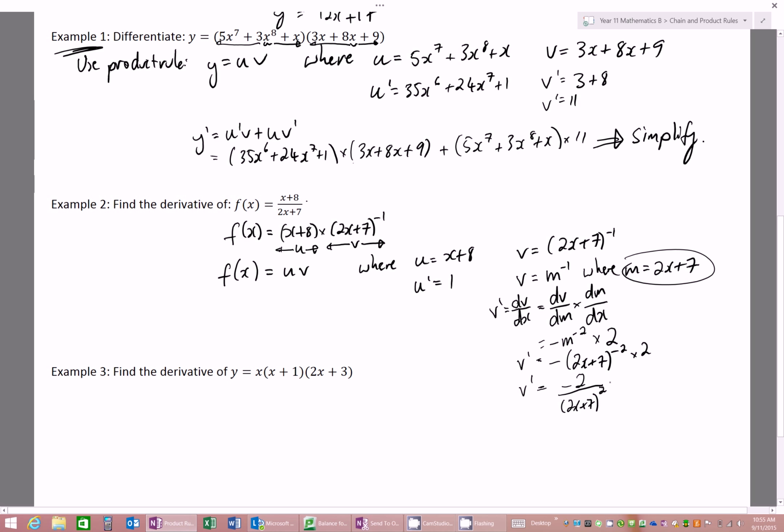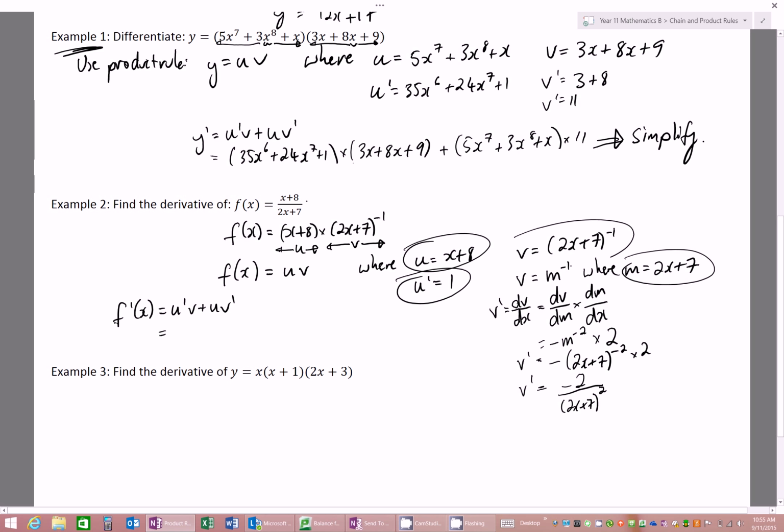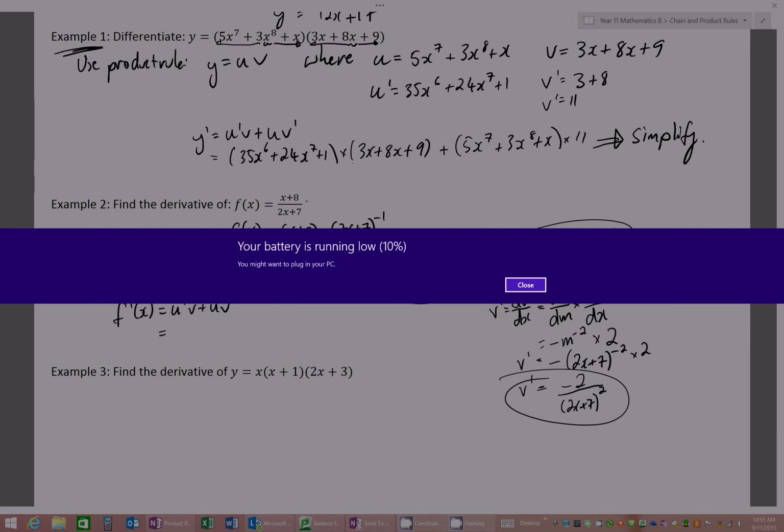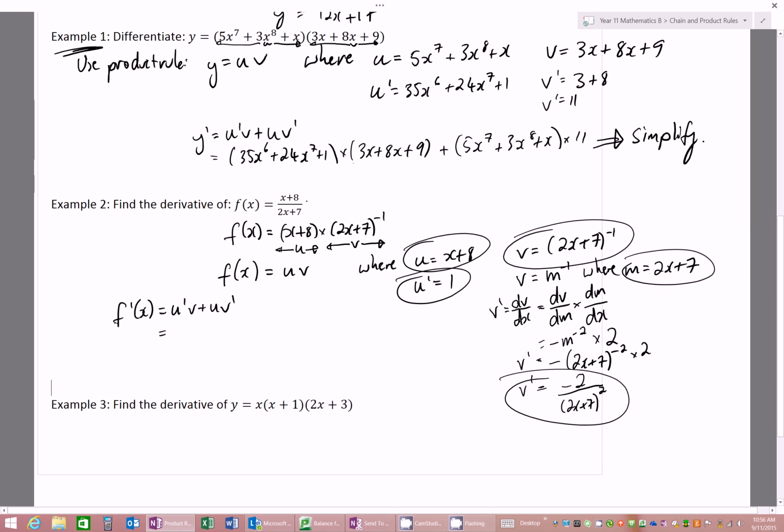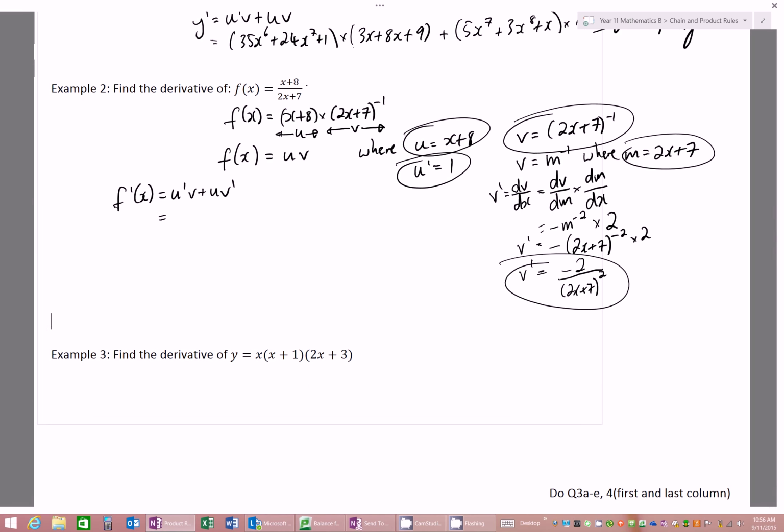Now I can finally find my derivative up here. So my derivative will be this same formula, u dash v plus uv dash. Slot in all of these 4 things that I've circled. They are the things I'm going to substitute into this formula. Might need to give myself some more space. U dash is 1 times v, which is 2x plus 7 to the power minus 1. U is x plus 8.